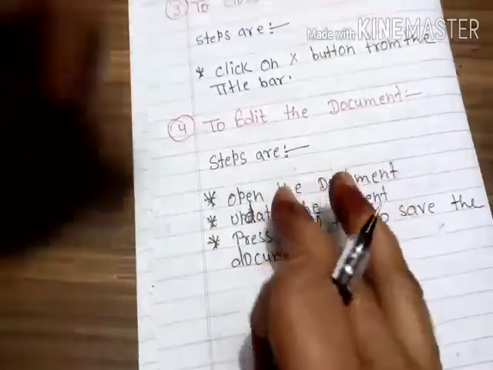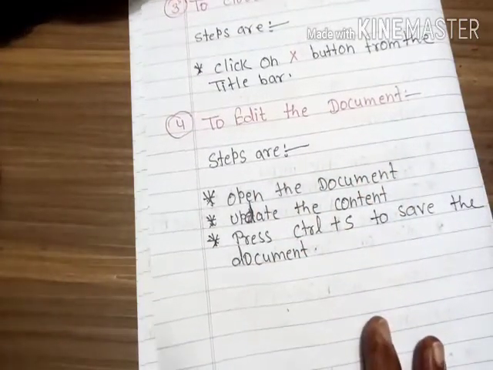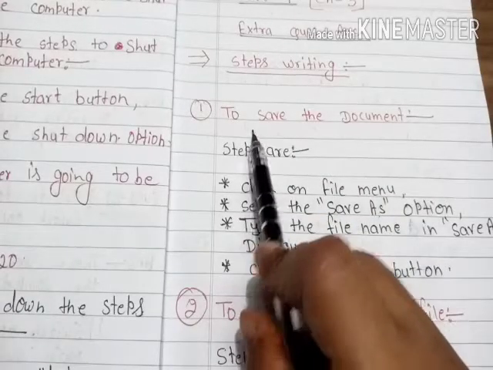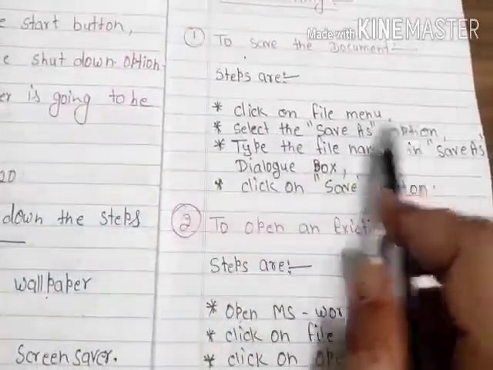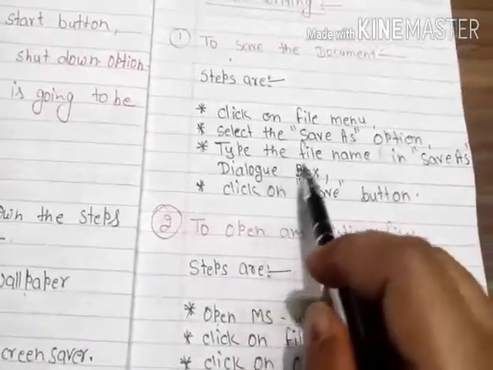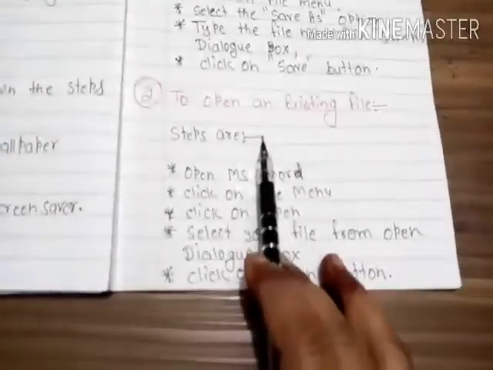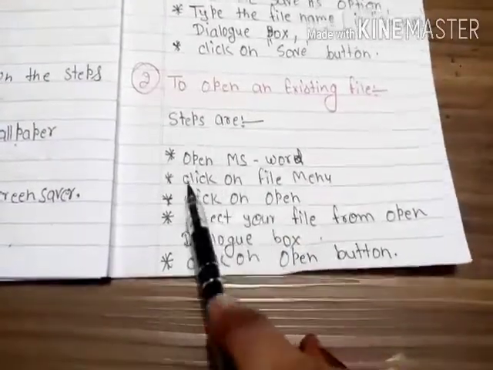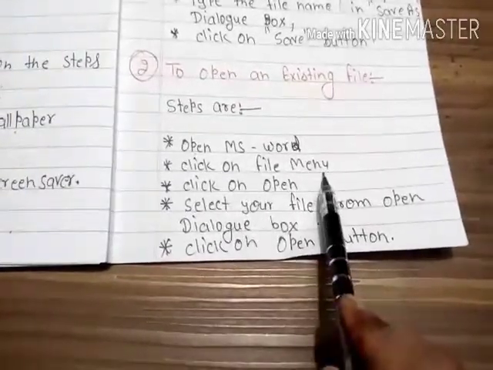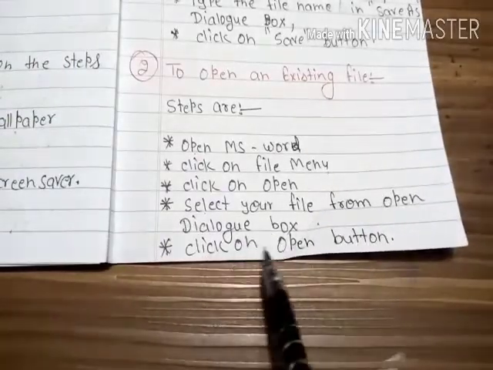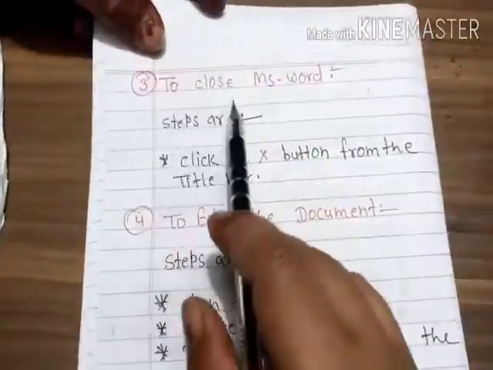So these are some extra question answers which you have to learn from inside the chapter. Once again I am repeating it. The first one I had given you is to save the document. Steps are: click on file menu, select the save as option, type the file name in save as dialog box, click on save button. The next one is to open an existing file. Steps are: open MS Word, click on file menu, click on open, select your file from open dialog box, click on open button.